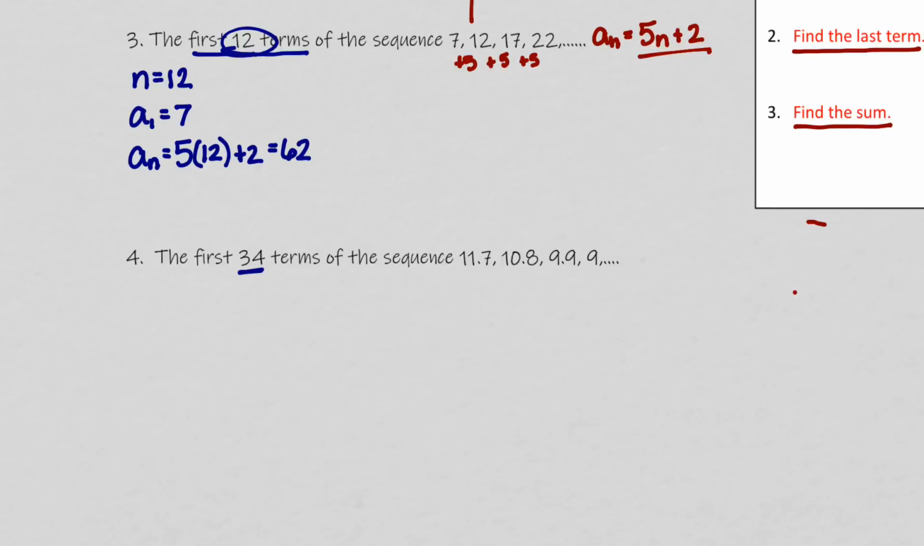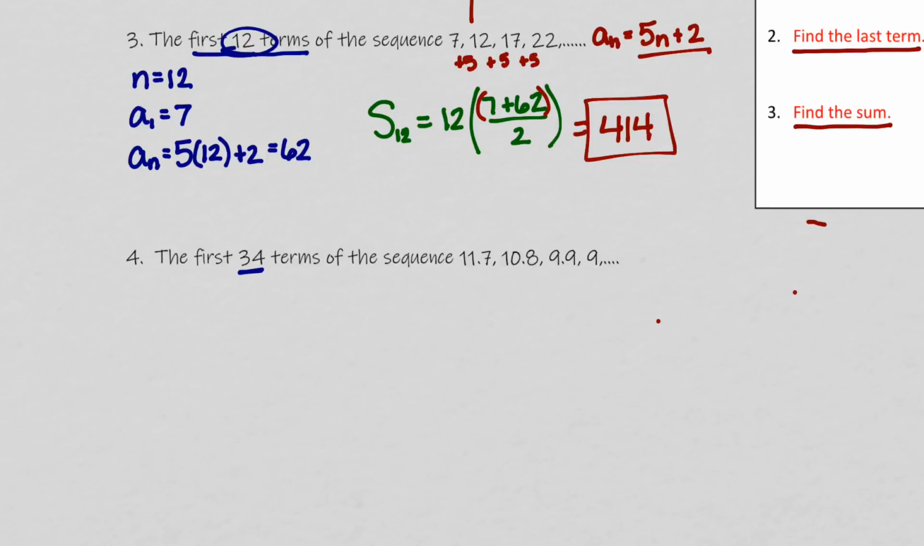Okay. And then we're going to plug it into the sum equation. So this is the sum of the first 12 terms. It's going to equal n times the first term plus the last term, and all of that is divided by 2. Again, don't forget to put parentheses around that as well if you're putting it all in your calculator at one time. And then your answer comes out to 414.